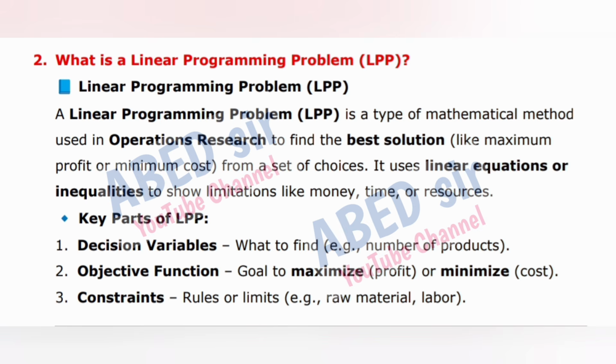Key parts of LPP. 1. Decision variables, what to find, example, number of products. 2. Objective function, goal to maximize profit or minimize cost. 3. Constraints, rules or limits, example, raw material, labor.